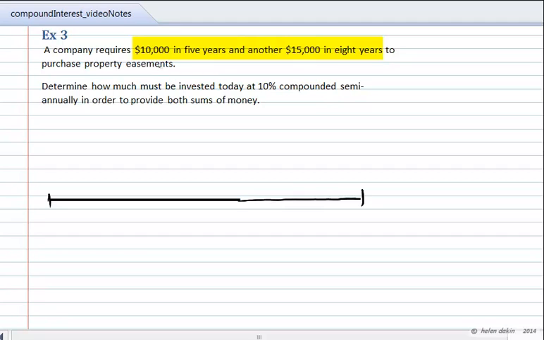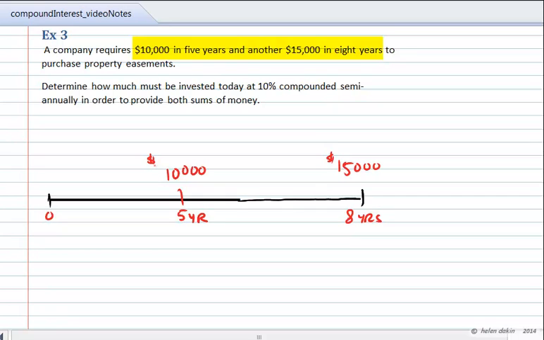We have $10,000 that's required 5 years from now. So with our time diagram, we're going to indicate that in 5 years' time, we will need $10,000. That means that the future value is $10,000 in 5 years. And we also need an additional $15,000 in 8 years' time. So 8 years down the road, we'll need an additional $15,000. So that's two future values, and they are at different times.